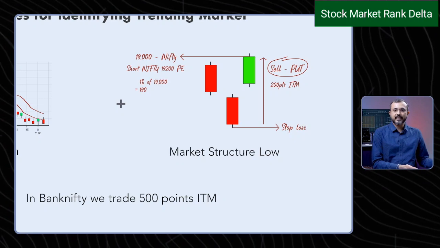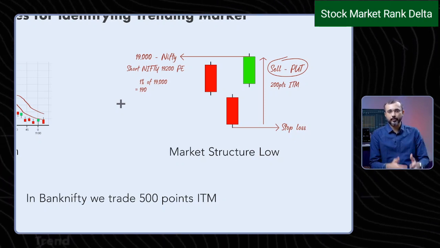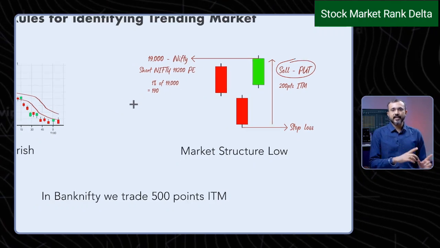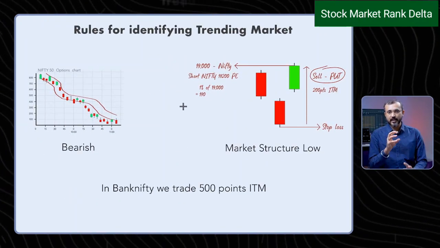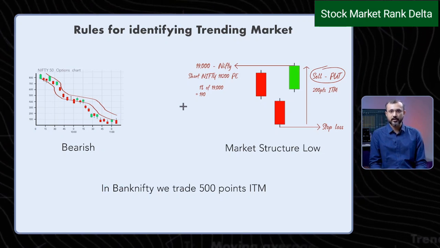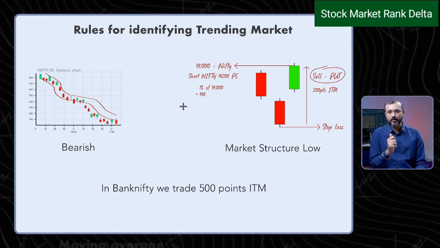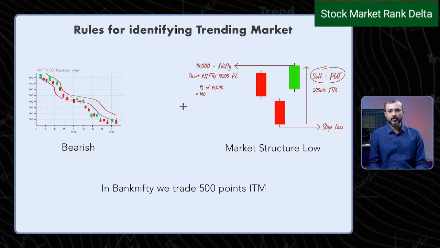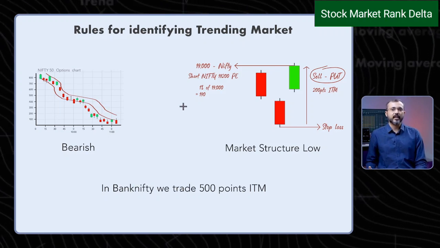So if Nifty is trading at 19,000 and the trend is bullish, we trade the 19,200 put. How do we do that? We again come to the 15-minute chart and trade the same market structure high on the 15-minute chart of the options, which is the 19,200 put. Whenever a market structure high is getting formed on the 15-minute chart below the moving average, we go short, and we hold on to the trade till the time price is trading below the moving average.